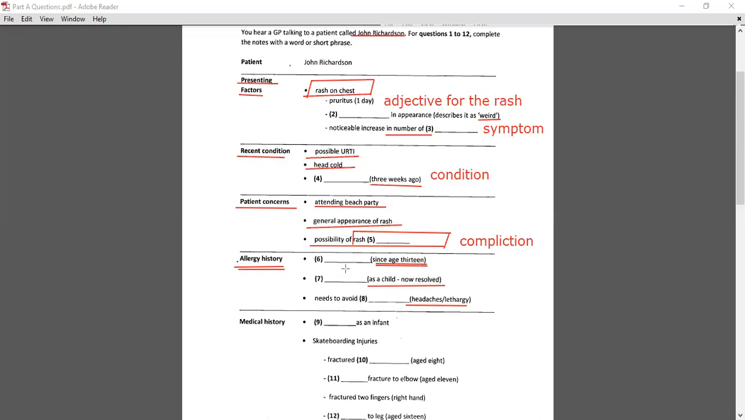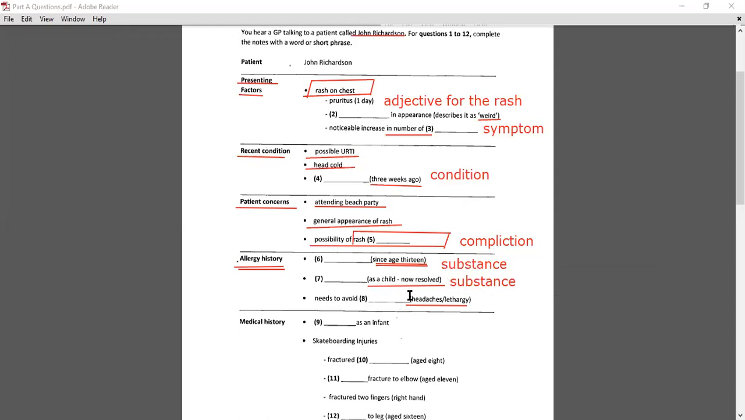So all three are going to be about allergy, but this allergy they have since age 13. So this is going to be a substance, the substance to which they might be allergic. Then as a child, now resolved. So this is a very, very important keyword. They do not have this allergy now, it has resolved.